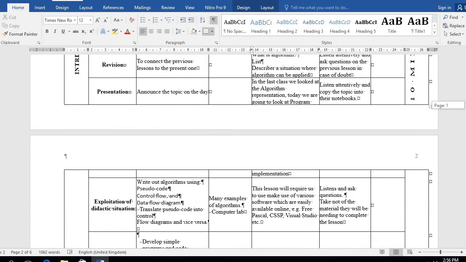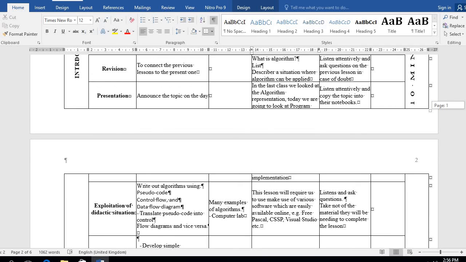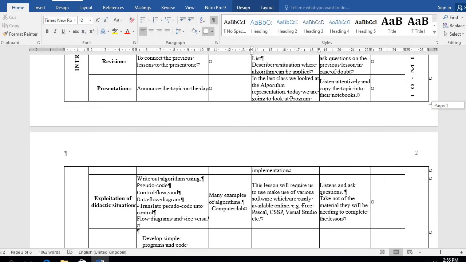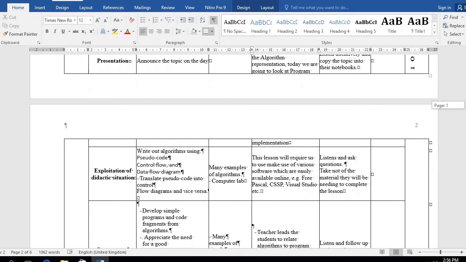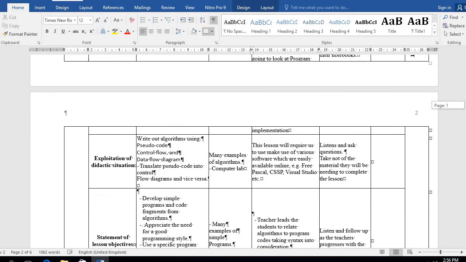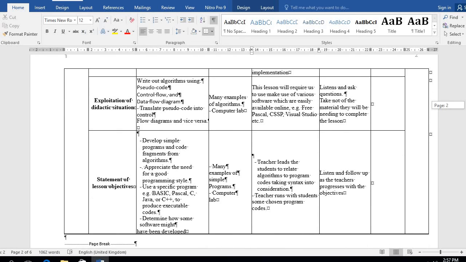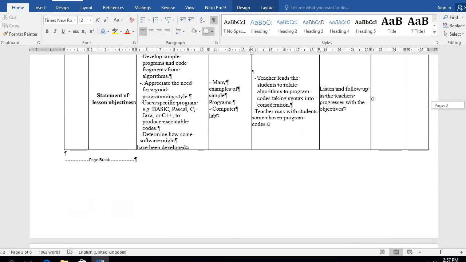You have presentation, you announce the topic of the day. It's here that you announce the topic of today. We'll be doing this and this and this and this. You have exploitation of didactic situation. Now you write out the various things, like you're presenting a roadmap of what you're teaching on that day, and you now state the lesson objectives.